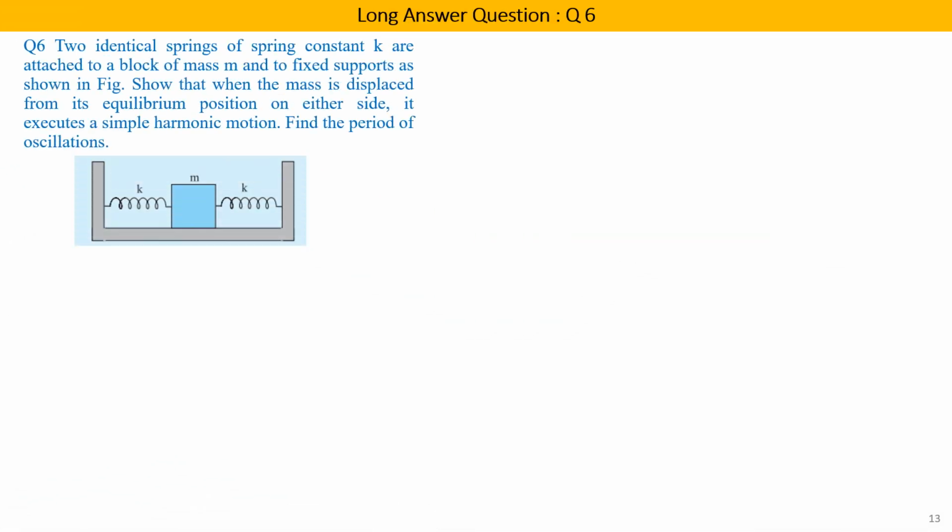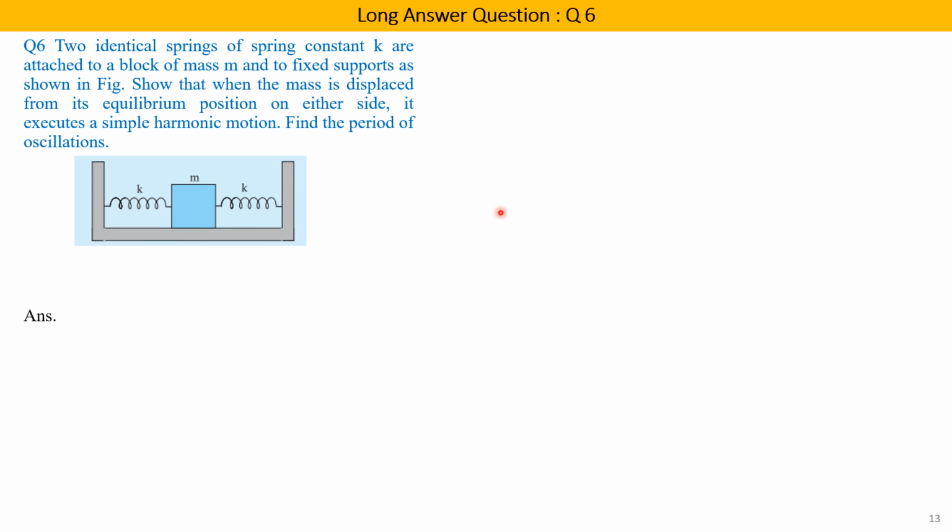Two identical springs of spring constant K are attached to a block of mass M and fixed supports as shown in the figure below. Show that when the mass is displaced from its equilibrium position on either side, it executes a simple harmonic motion. Find the period of oscillation.